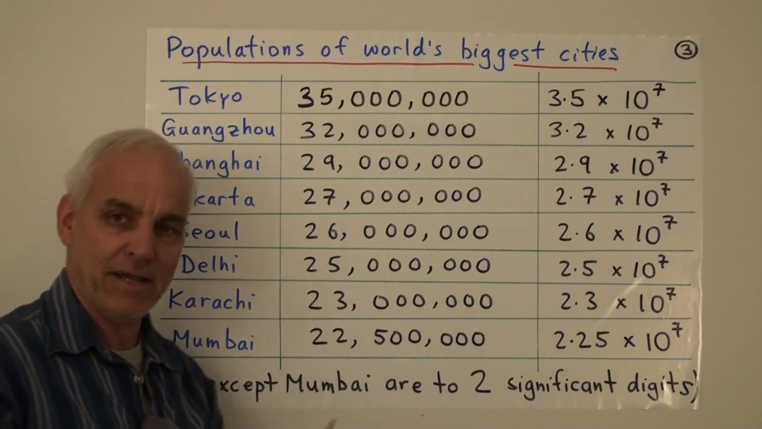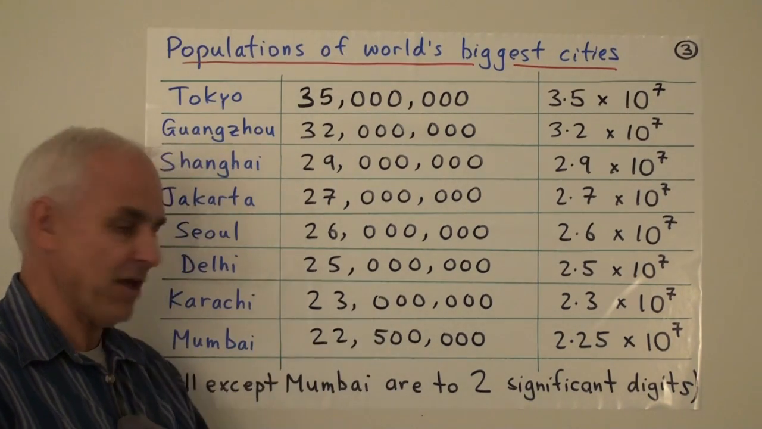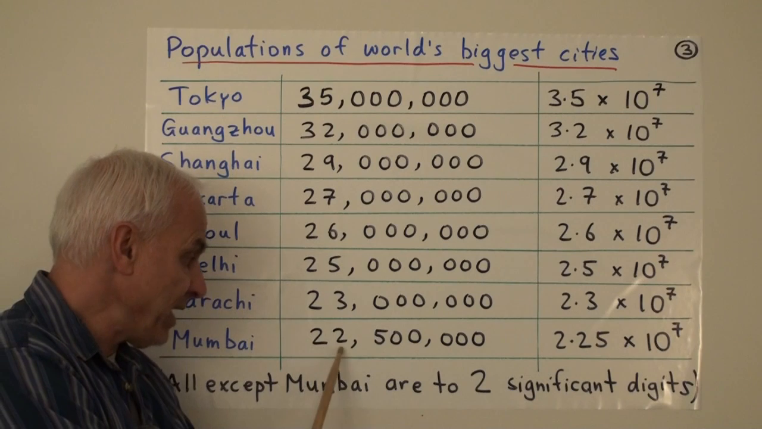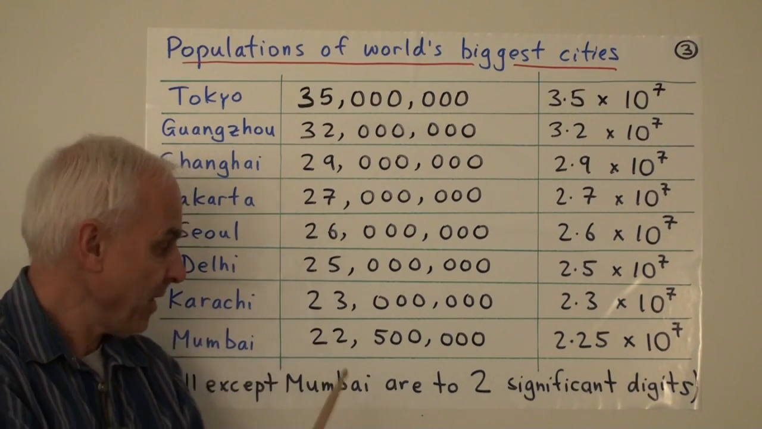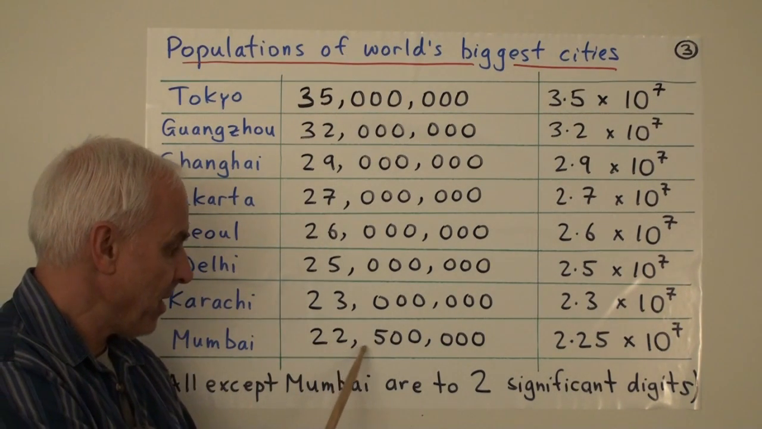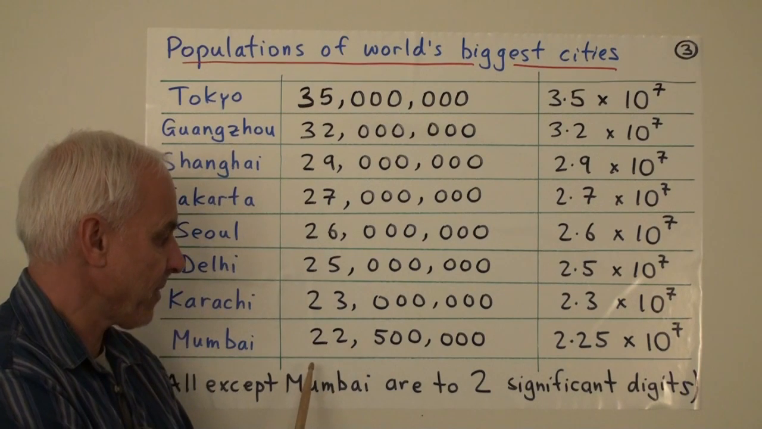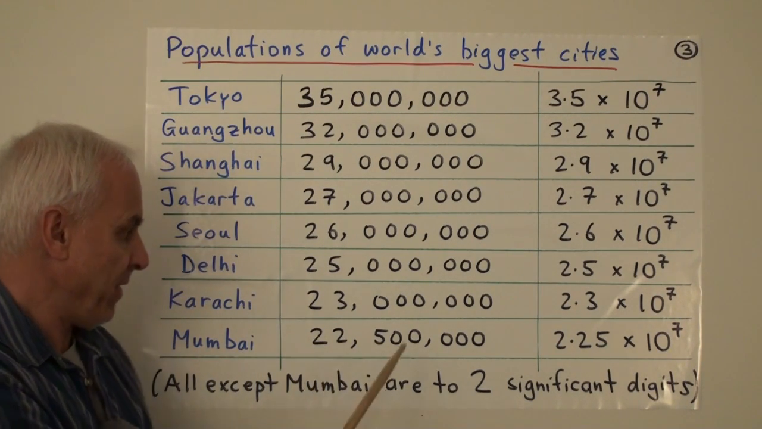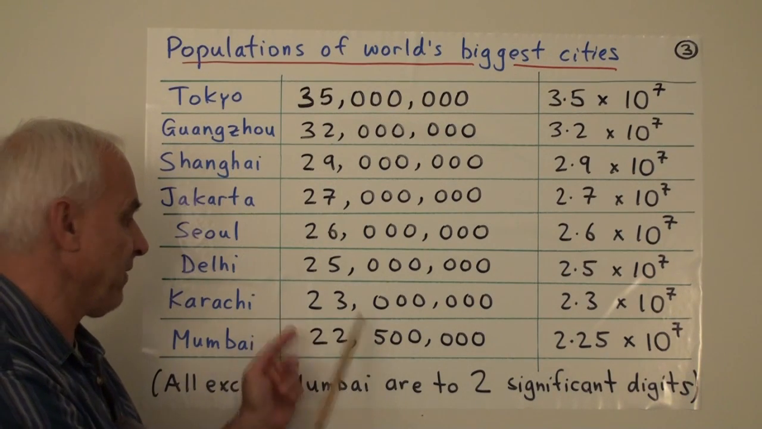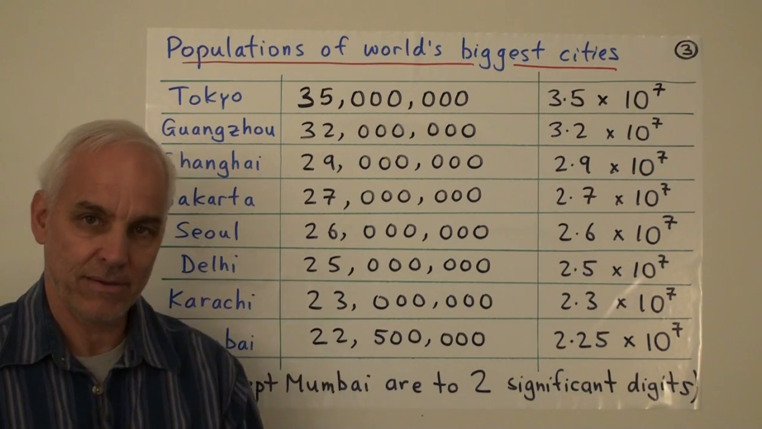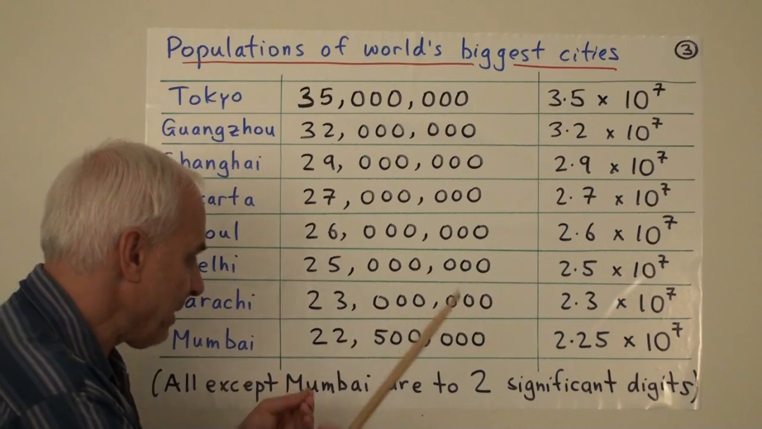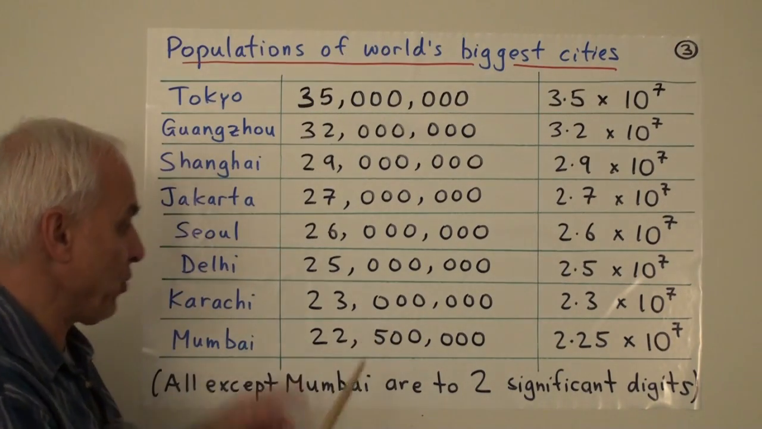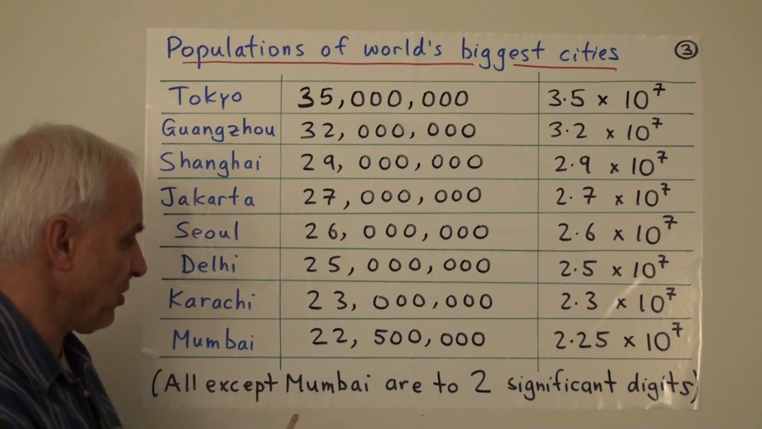In the last one, you're getting a little bit more information than you have in the other ones, because I've given you 3 significant figures. 22,500. I've done that actually because if I rounded this up to 23 million, then it wouldn't be clear what's the difference between Karachi and Mumbai. Okay. So I'm being a little bit more precise about Mumbai. I could go and be more precise about these other ones too, but I haven't.